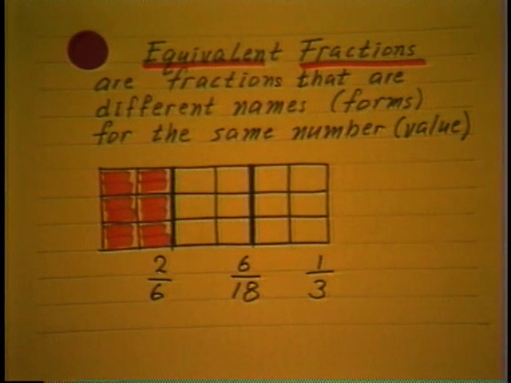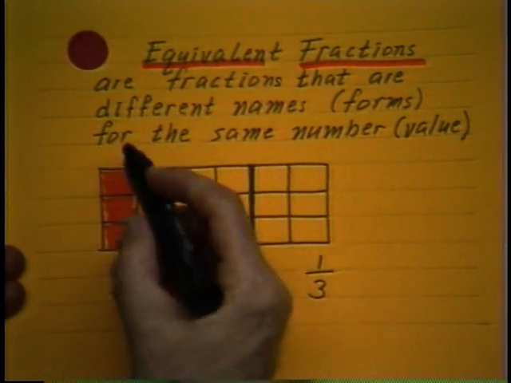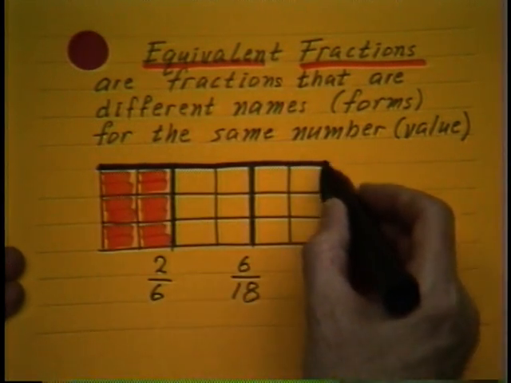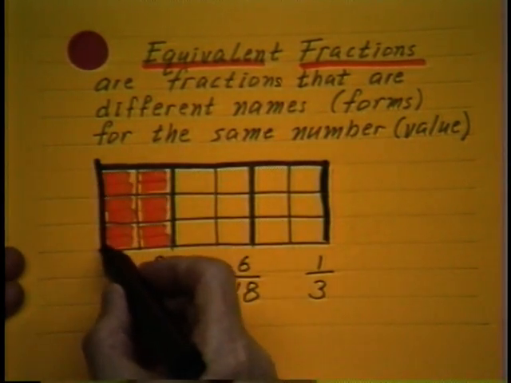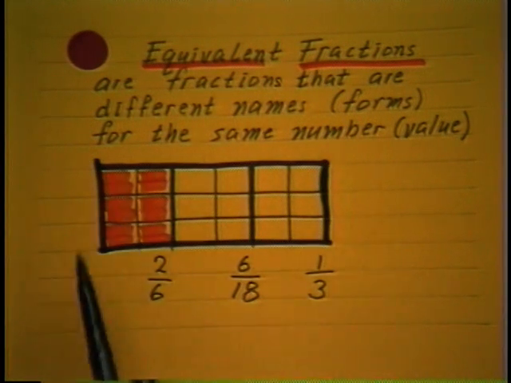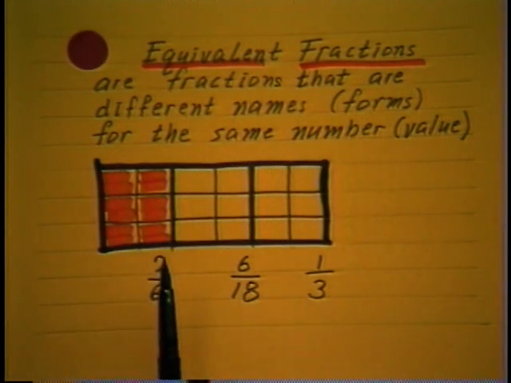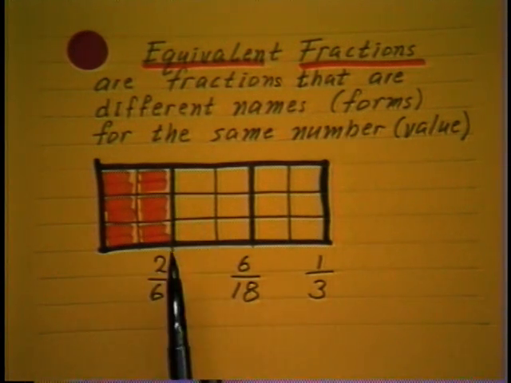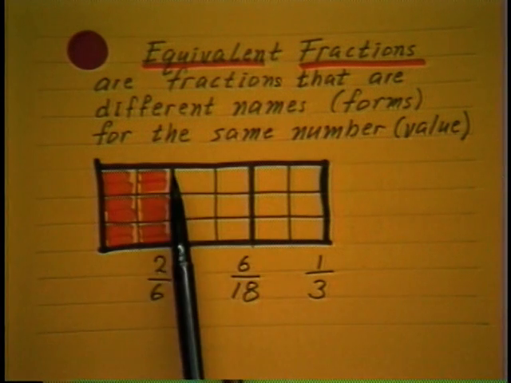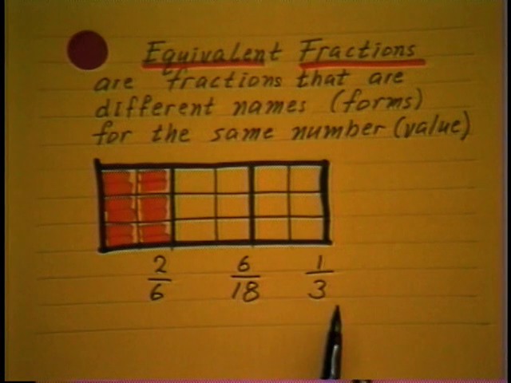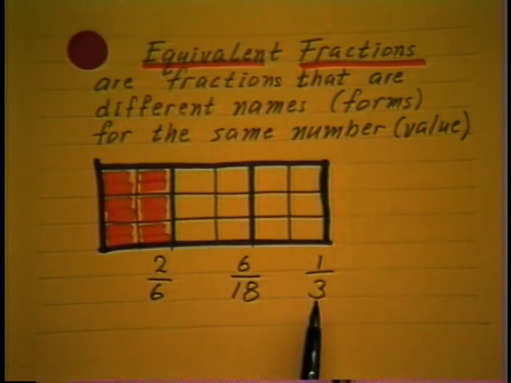Now let's take an example. Let's presume that this total rectangle stands for the number 1, or 1 whole. Now if we were trying to determine what fractional part of the whole is shaded in, it depends on how we look at our subdivisions. If we only look at the large 3 subdivisions, then we have shaded 1 part out of 3. See, 1 part out of 3.